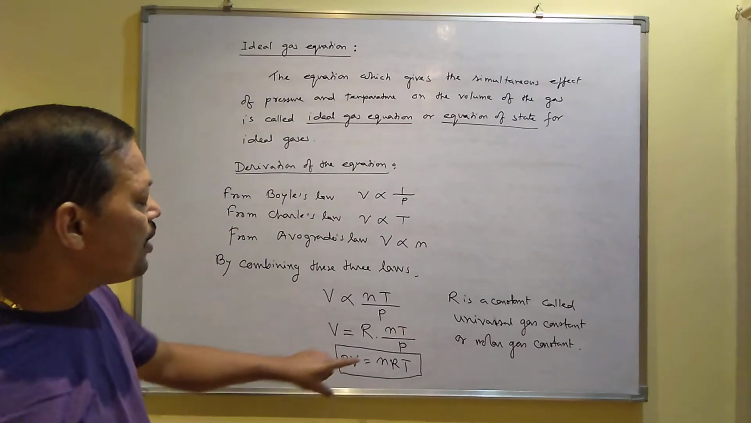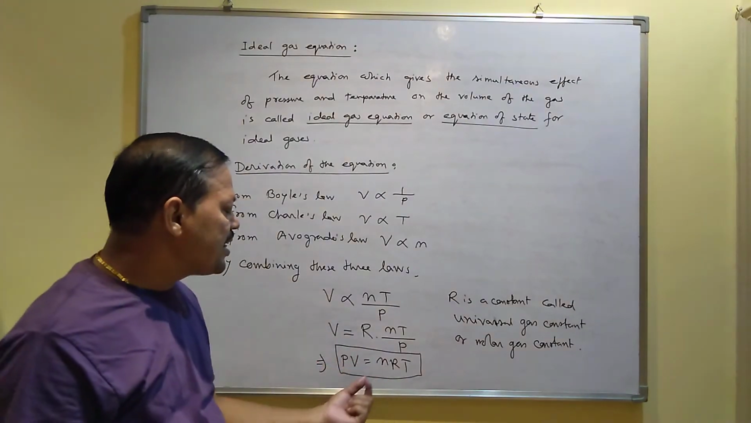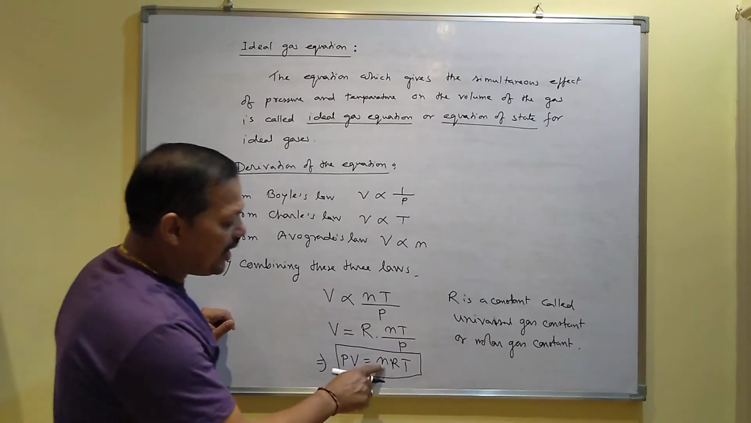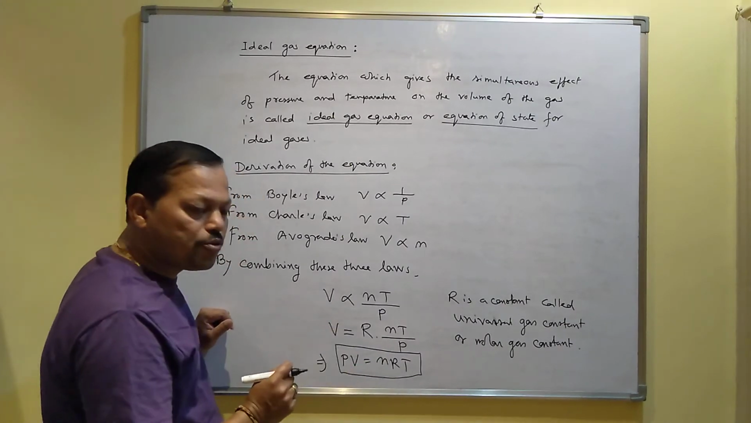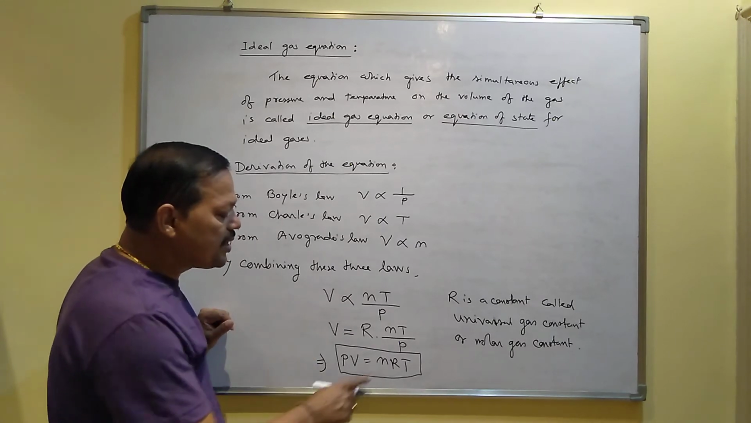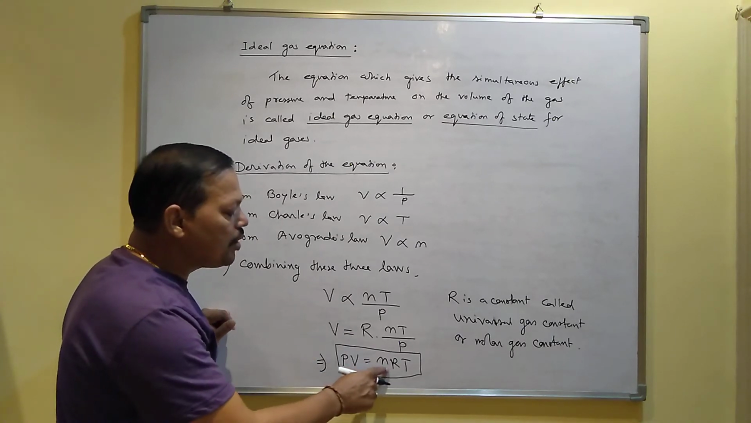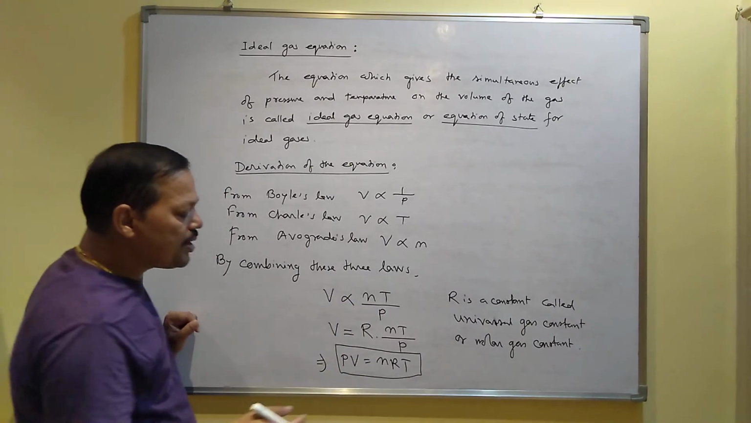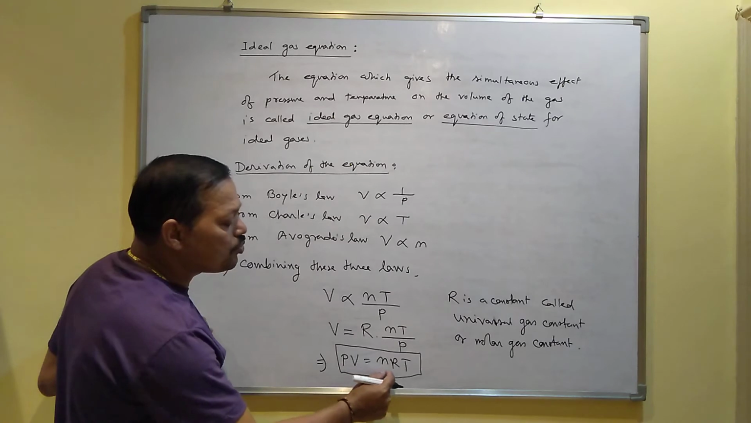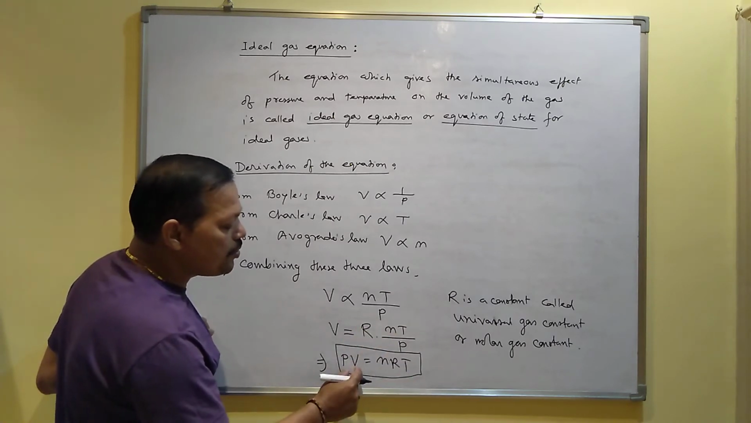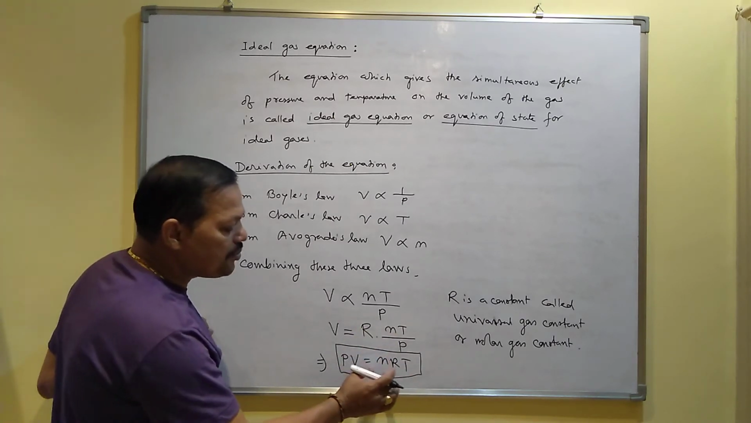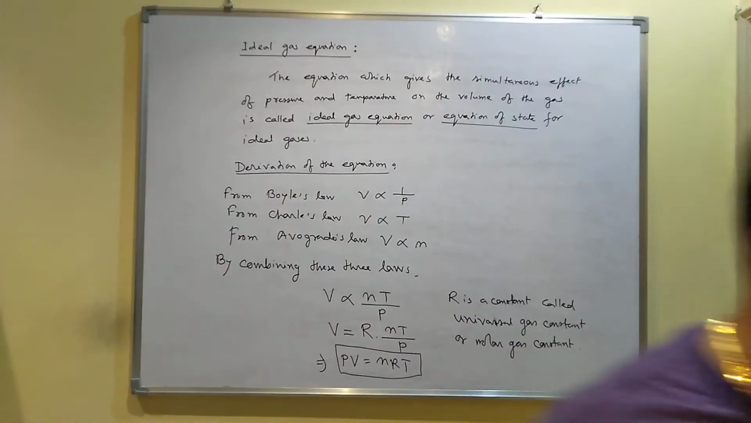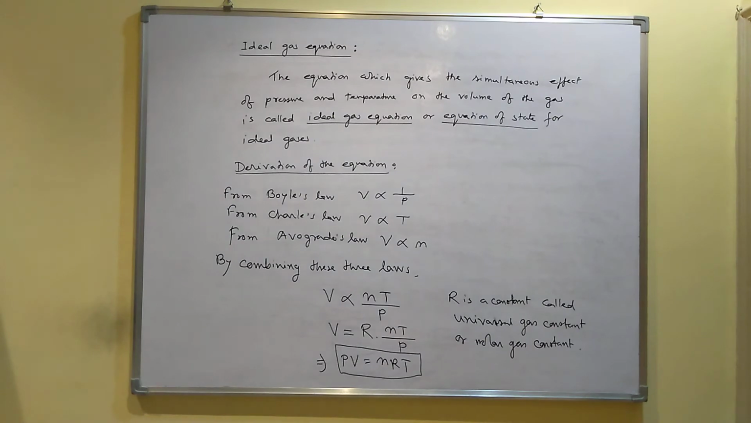So this PV equal nRT is called the ideal gas equation for n moles of gas, where n is the number of moles. If you want to write the equation for 1 mole of gas, then the n value will be 1, I mean PV is equal 1 RT, you can write PV is equal RT. Similarly, for 2 moles of gas, the equation becomes PV is equal twice RT. For 3 moles of gas, PV is equal thrice RT. So this equation is given for n moles.